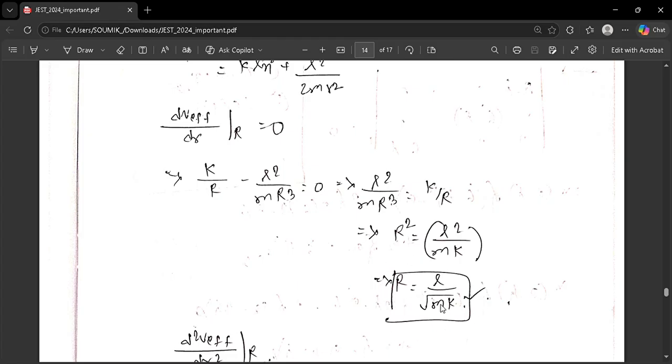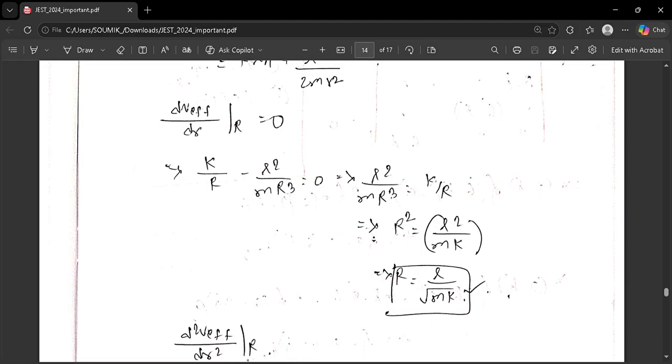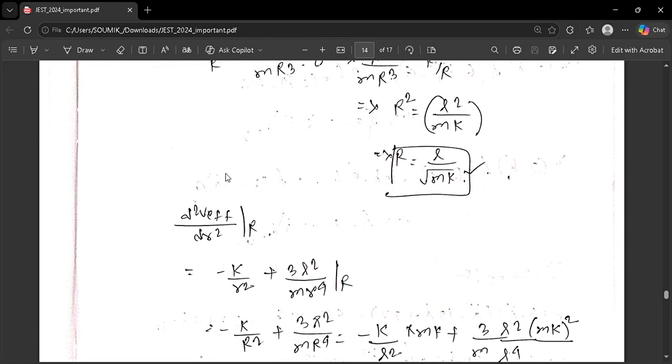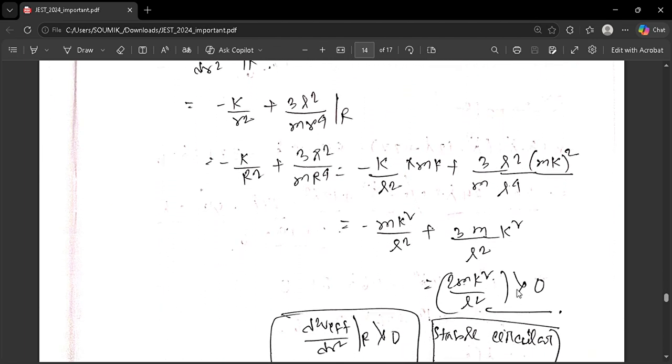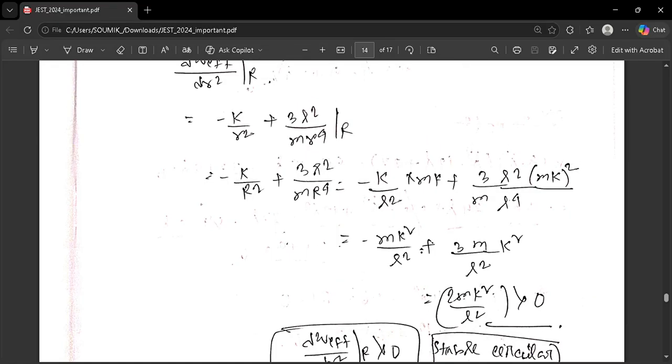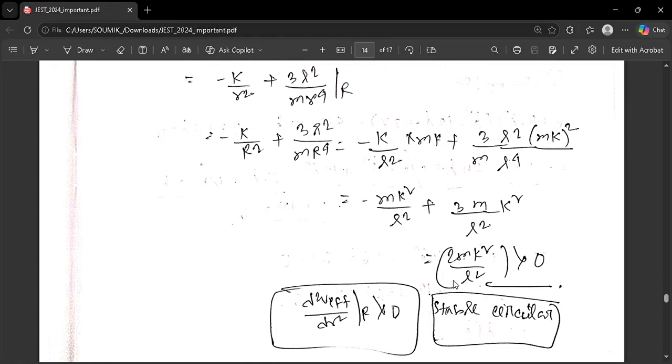To check the stability, if d square V effective by dr square is greater than 0, we get a stable circular orbit. If it is less than 0, we get an unstable circular orbit. So from this equation I am getting greater than 0, so this is a stable circular orbit and the radius is this. Good.